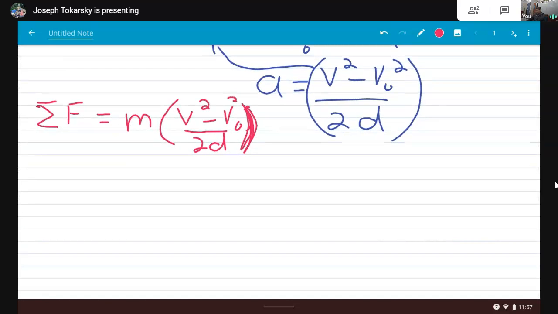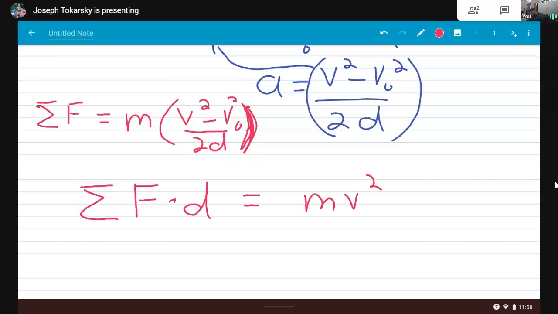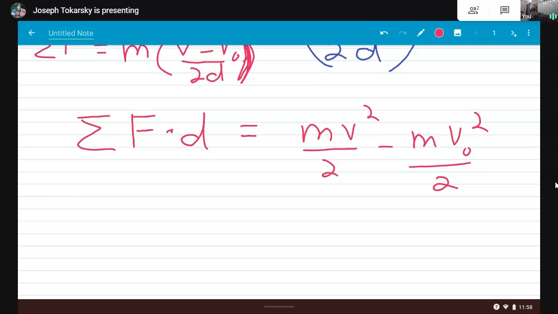Alright, next I'm going to rearrange this a little bit. I'm going to distribute the mass through the term in parentheses, and at the same time, I'm going to multiply d to both sides. And now you might notice something coming into play here. Really, what I have right now is the work-energy theorem.